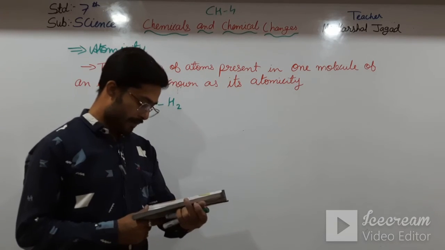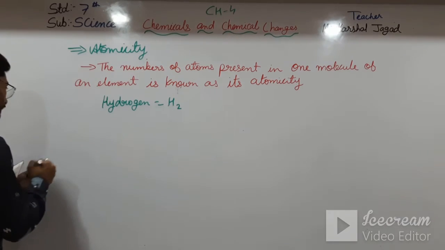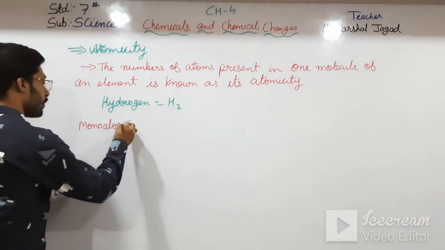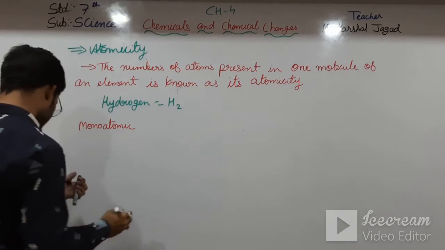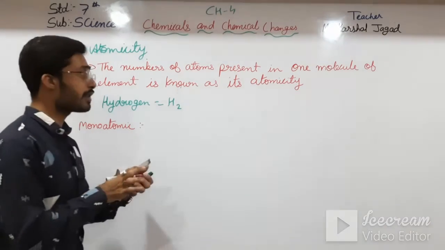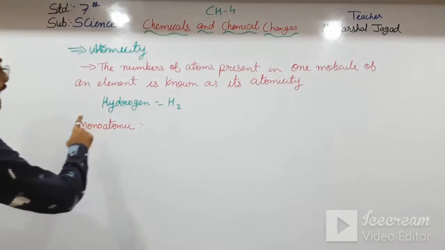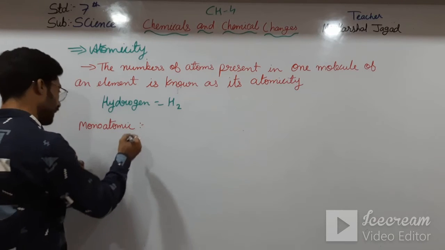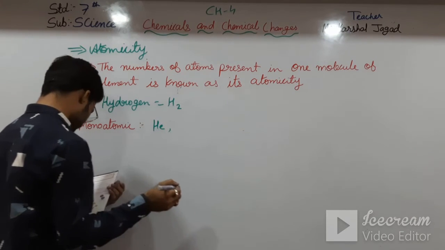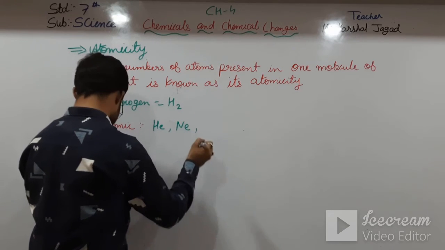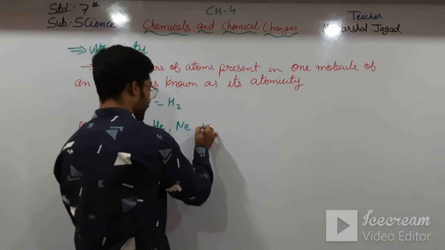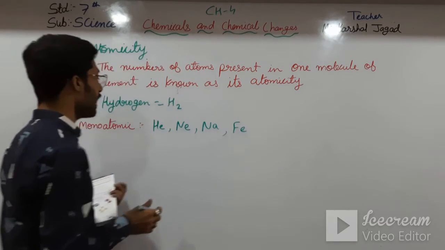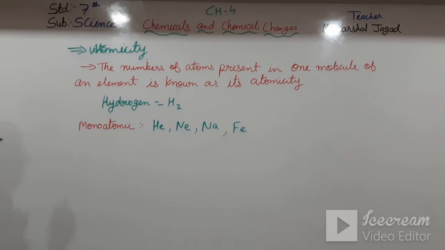See here, first of all, monoatomic. So, what is monoatomic? The elements which have a single atom in a molecule of the element are known as monoatomic, and the examples are helium, that is He, neon, that is Ne, sodium, that is Na, and iron, that is Fe. So these are the monoatomic elements.